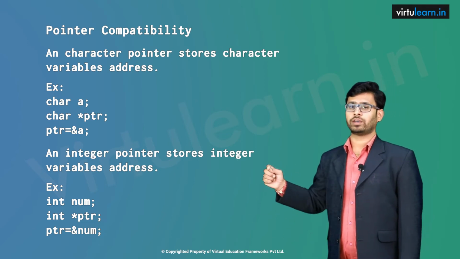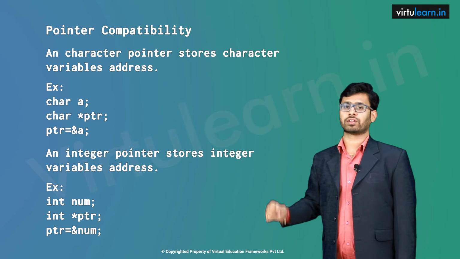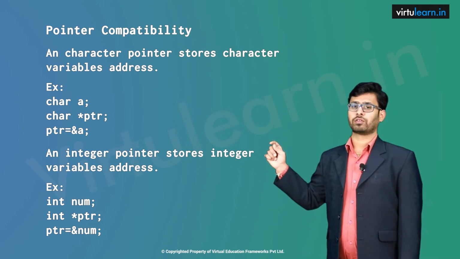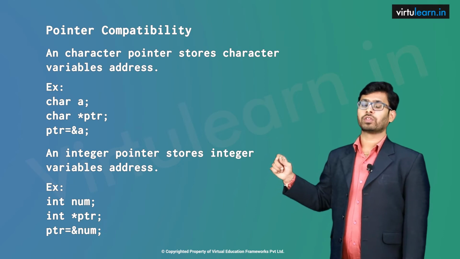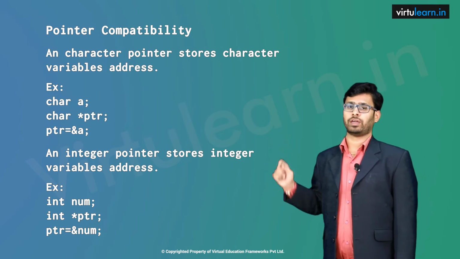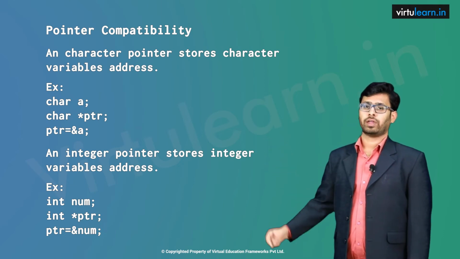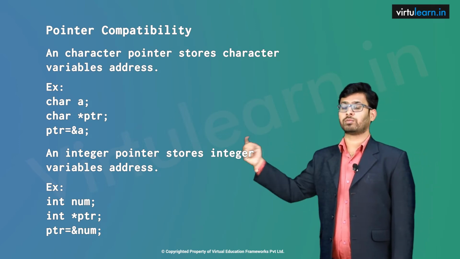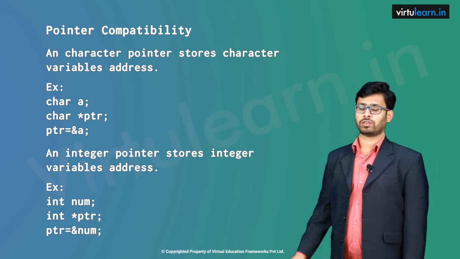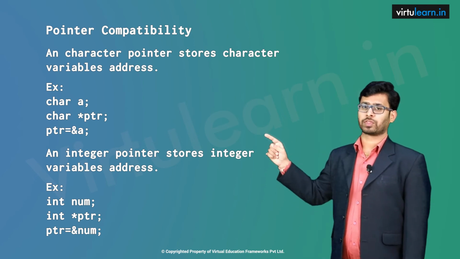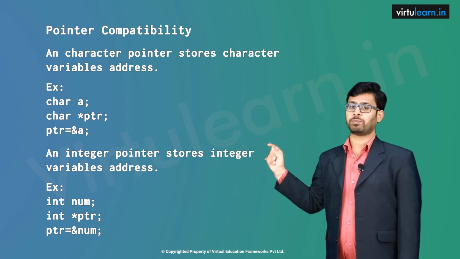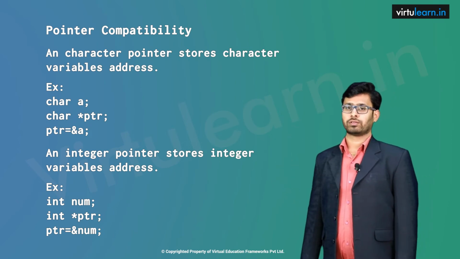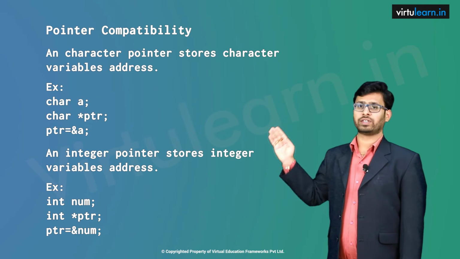A float pointer stores a float variable's address. Example: float a; float *ptr; ptr = &a. And a double pointer stores a double variable's address. Example: double num; double *ptr; ptr = &num. So this is called pointer compatibility.